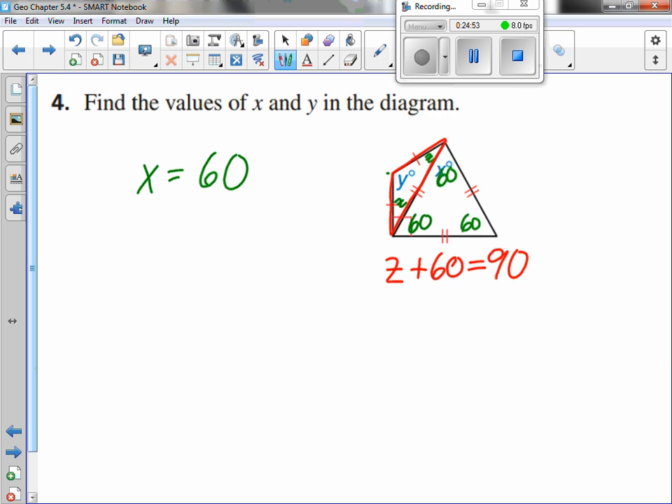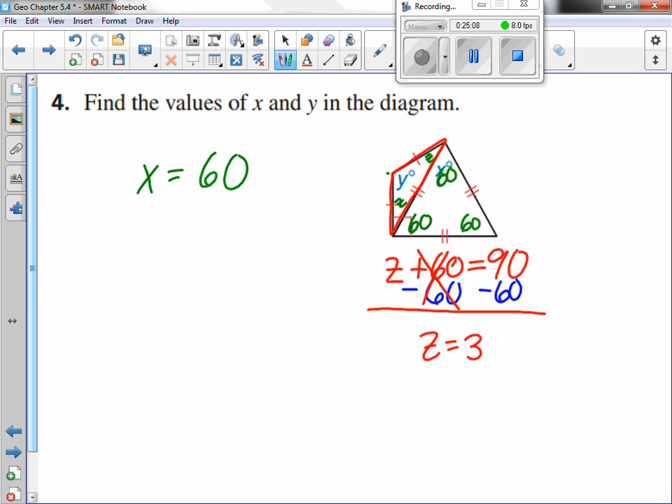So if I want to find that angle, I would need to solve this here by subtracting 60 from both sides. Well, the 60 minus 60 would cancel, leaving me z is equal to 30. So that angle there is 30 degrees, and that angle there is.